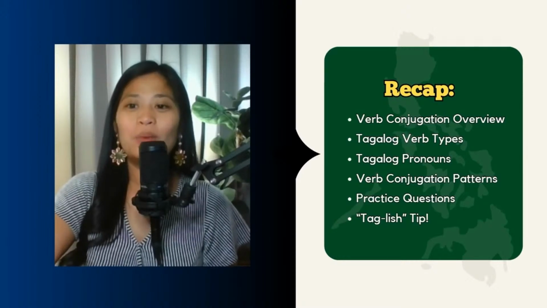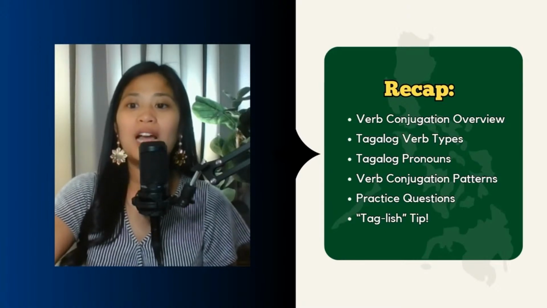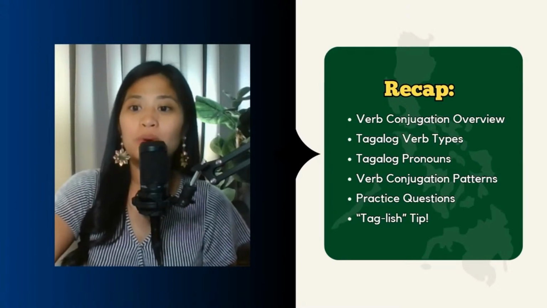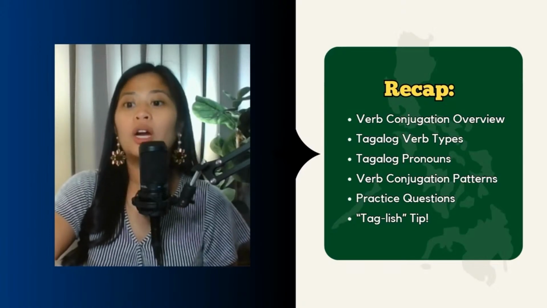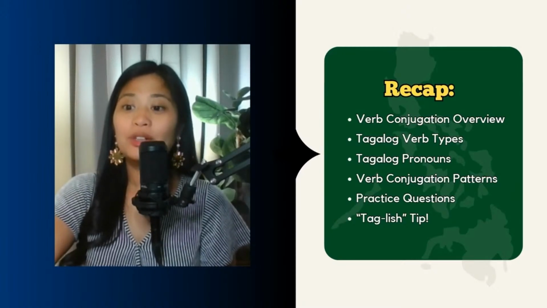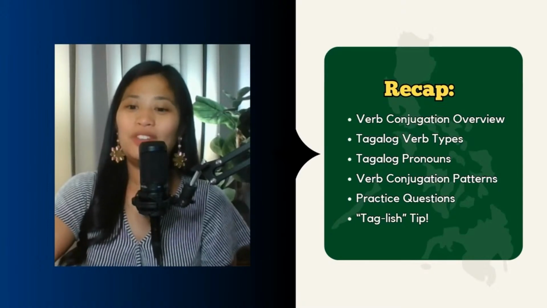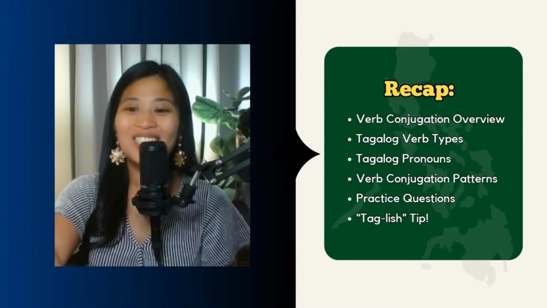First, we talked about what it means to conjugate a verb. Then we talked about the 5 different types of Tagalog verbs: mag, ma, in, and e verbs. Then we talked about different Tagalog pronouns, so subject pronouns for actor-focused verbs, and then possessive pronouns for object-focused verbs. Then we learned the different conjugation patterns for all of these verbs and even did some practice questions. And then we finished it off with a Taglish tip, which I hope you can start using in a conversation.